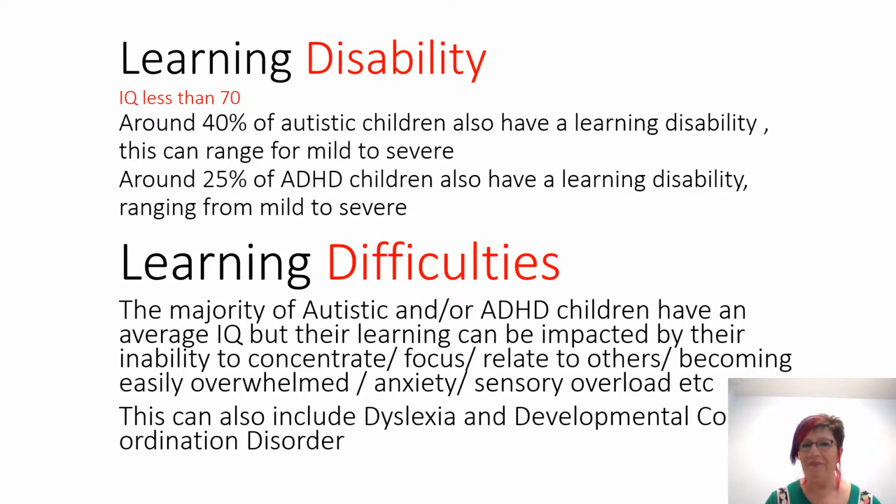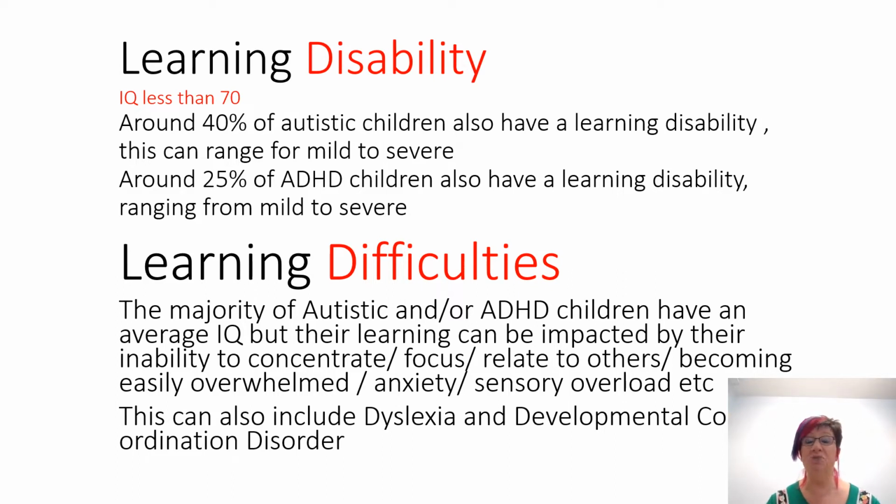To have a learning disability, your IQ has to be less than 70. So that's a difference of nearly 30 points on the IQ scale. That means that lots of things that we would expect you to be able to learn by a certain age are not going to be possible for that child and might never be possible for that child, dependent on their level of learning disability.